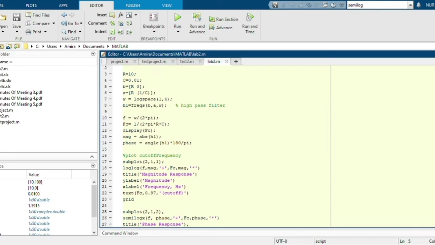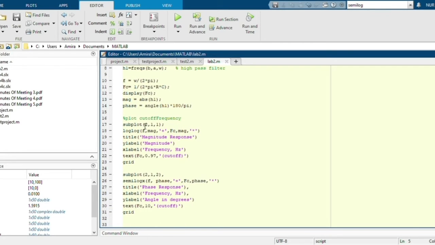To find the phase. For the plot, we plot the magnitude response and we plot the cutoff frequency, while we put the text to show the value of the cutoff. And for the phase response we also do the same as the magnitude response. For subplot, we create the axis title position.